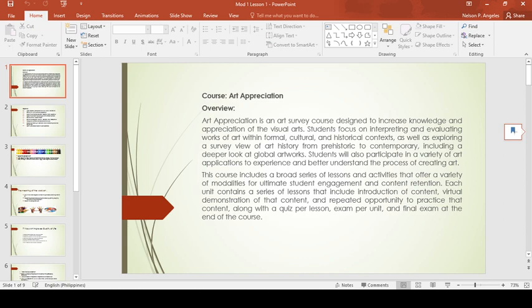So this course includes a broad series of lessons and activities that offer a variety of modalities for ultimate student engagement and content retention. Each unit contains a series of lessons that include introduction of content, virtual demonstration of that content, and repeated opportunity to practice that content, along with a quiz-based lesson, an exam per unit, and a final exam at the end of the course.